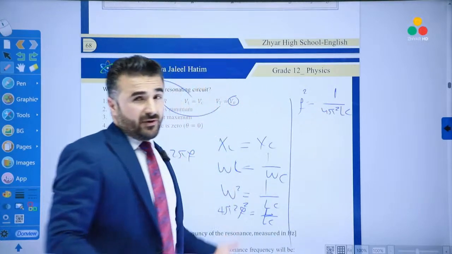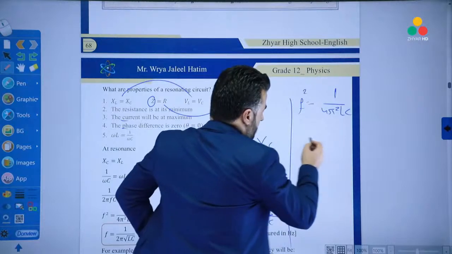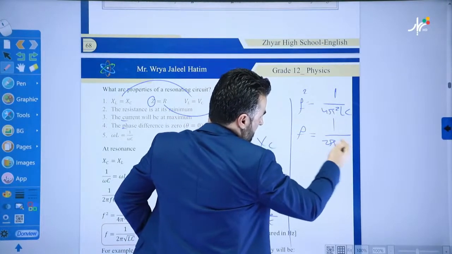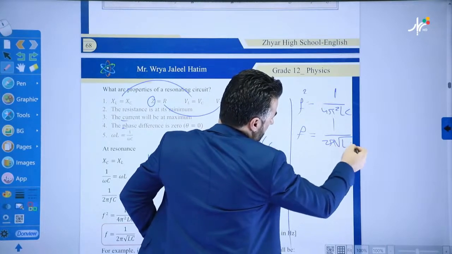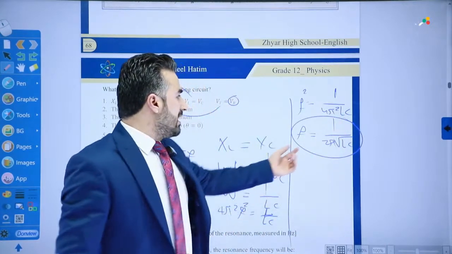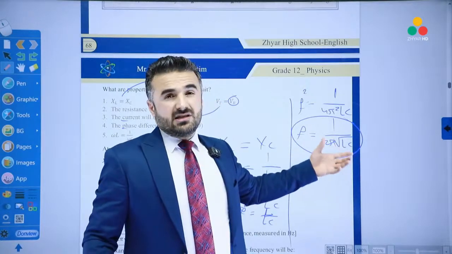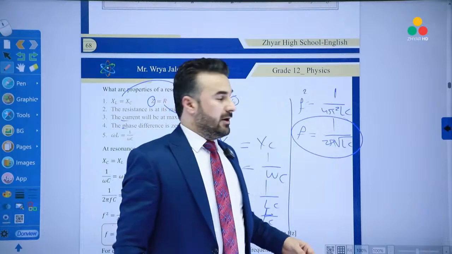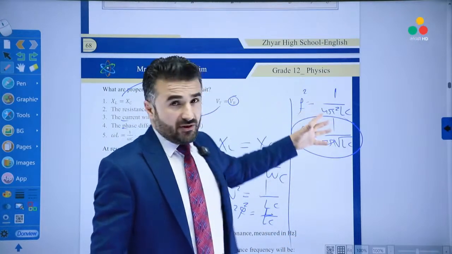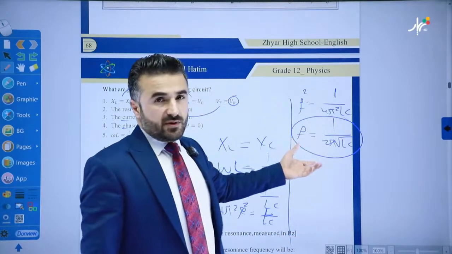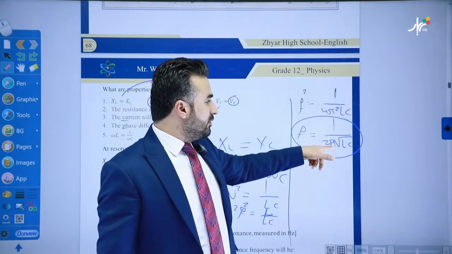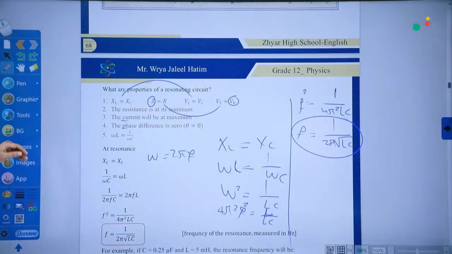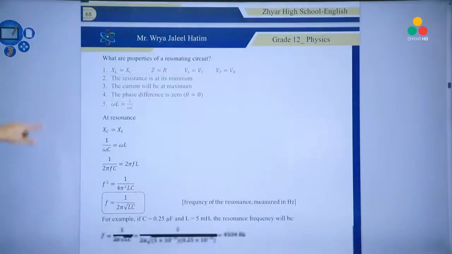But we want frequency, not frequency squared, so you can take the square root of both sides. We can say frequency equals, with the square root, 2 pi comes out, and it becomes the square root of L times C. This is the frequency that the circuit is resonating with, or the resonance frequency of the circuit. But you don't have to go through this all the time. Whenever they're asking you for the frequency of the resonating circuit, you can just say frequency equals 1 over 2 pi, of course, the square root of L times C. So this will be the equation.